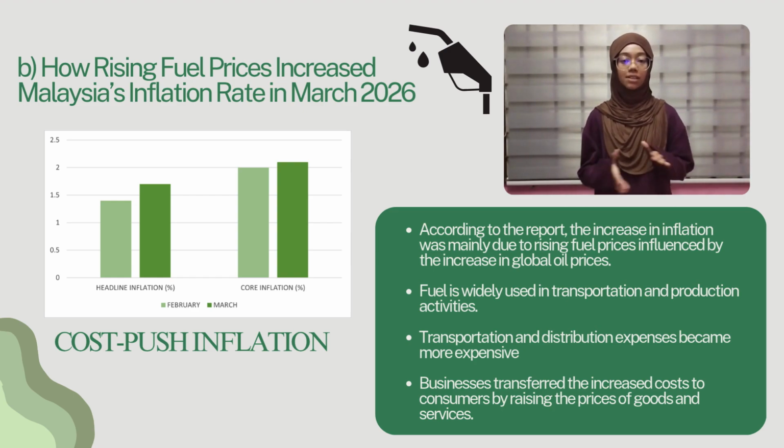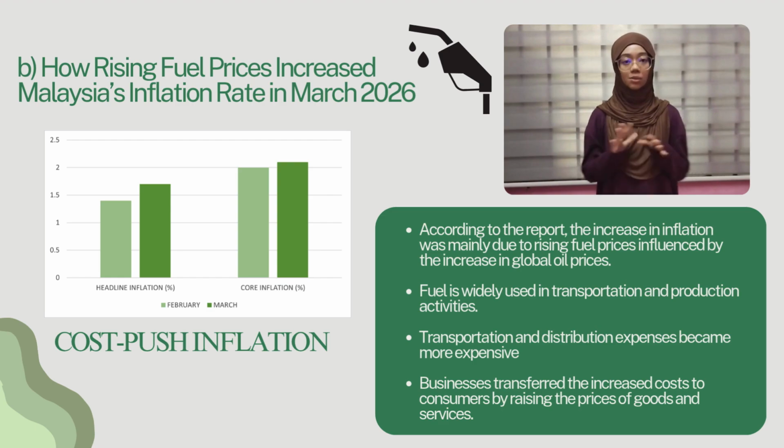As we know, Malaysia's inflation rate in March 2026 has increased because of the rising fuel prices. Rising fuel prices contributed to the increase in Malaysia's inflation rate through cost push inflation. This is because, as we know, cost push inflation happens when the cost of production has increased, causing the businesses to increase the prices of goods and services. Since fuel is widely used in transportation and production activities, high fuel prices will lead to increasing operating costs for many businesses.